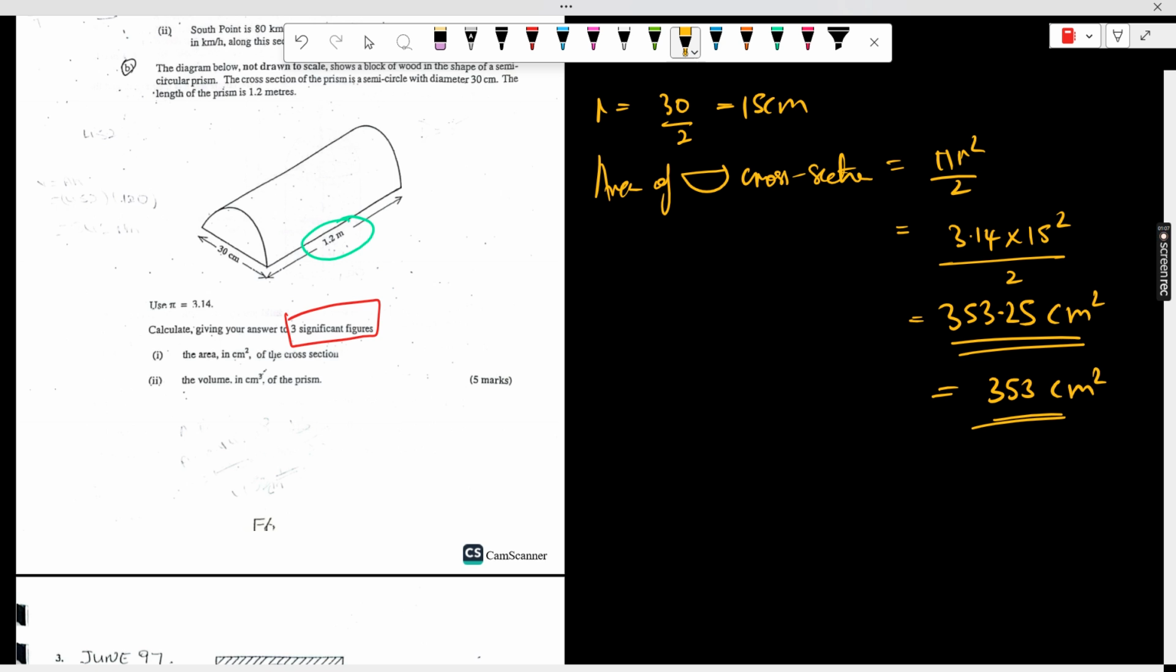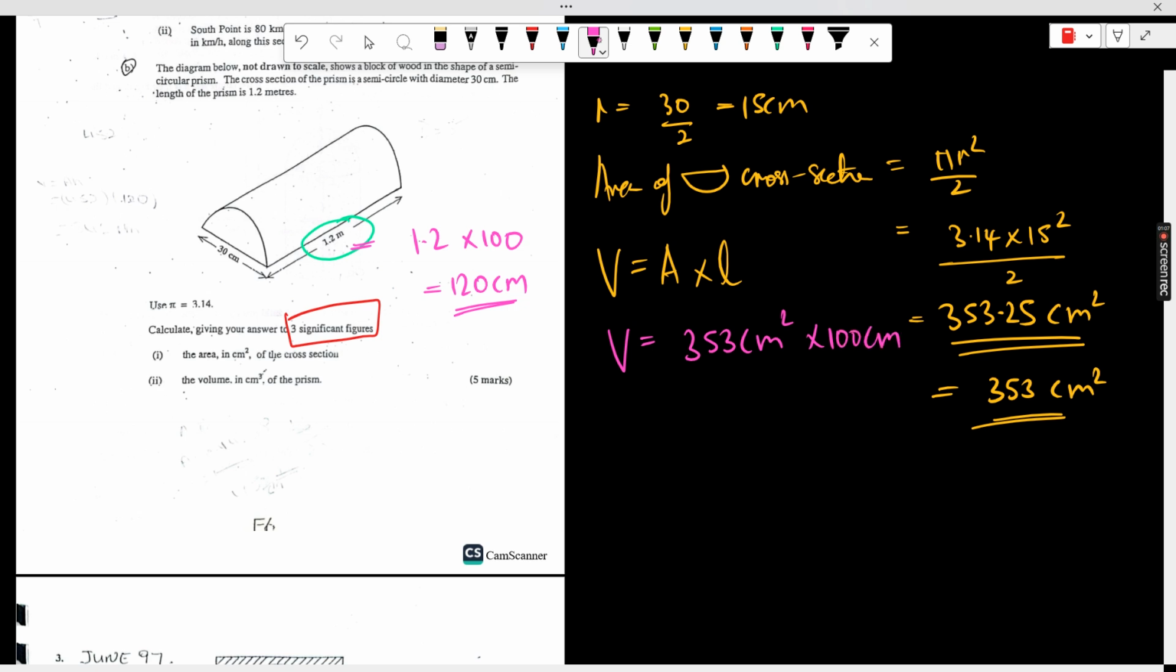Now for the volume, the volume is equal to the area of cross section times the length. The length is given in meters, so we'll convert that one time. This 1.2 meters is equal to 1.2 times 100. Why 100? Because 100 centimeters equal 1 meter, and therefore to convert from meters to centimeters, you multiply by 100. So this gives us 120 centimeters. And so volume equals area times length, so V is equal to area 353 centimeters squared times 100 centimeters. And because you're multiplying by 100, we just add two zeros.